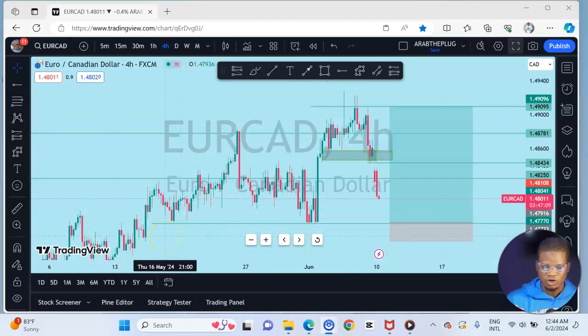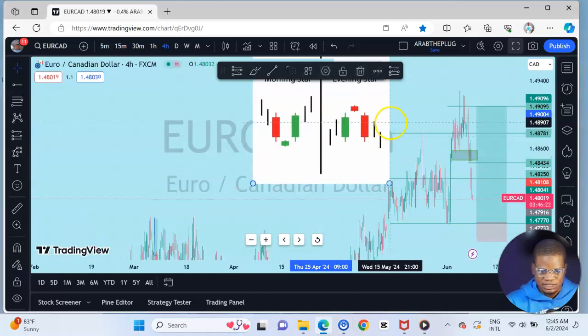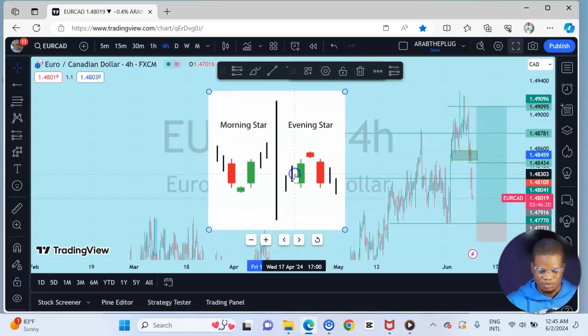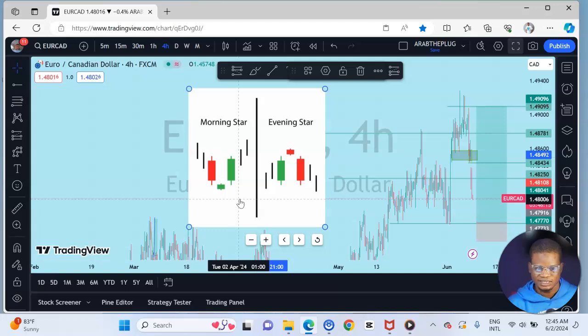Also, I will talk about tweezer top and tweezer bottom a little bit more when I get to the section where I talk about examples and other things. The next pattern I'll be talking about is the morning star and the evening star pattern. The morning star and evening star pattern is one of the patterns that is a combination of different candlesticks, not just one candlestick.